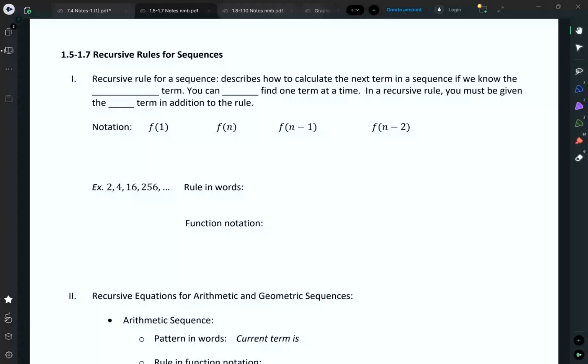Today we're looking at recursive rules for sequences. So our whole unit is about sequences and series. We're focusing in on sequences right now. And today we're going to learn about recursive rules. So a recursive rule for a sequence describes how to calculate the next term in a sequence if we know the previous term. So that would be like the term before the one we're working with.